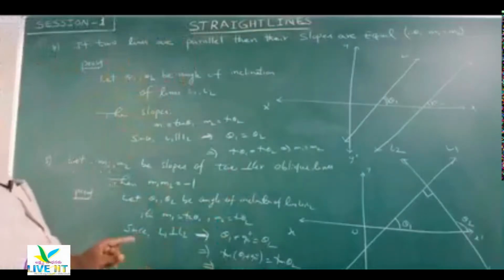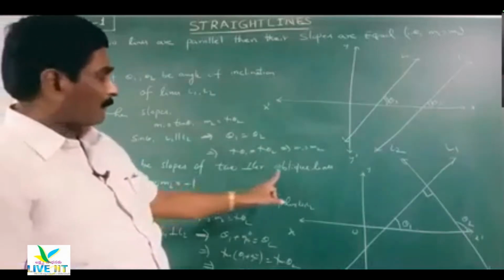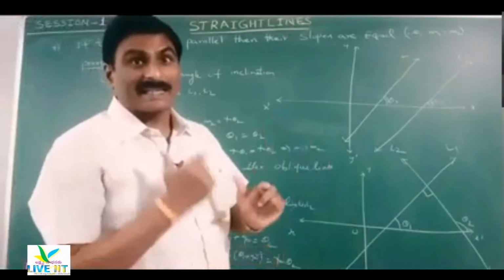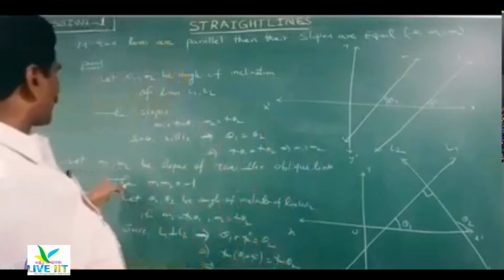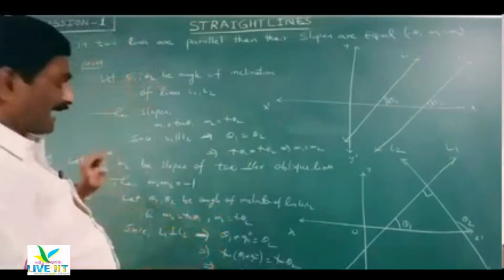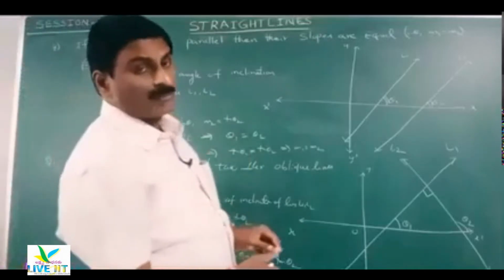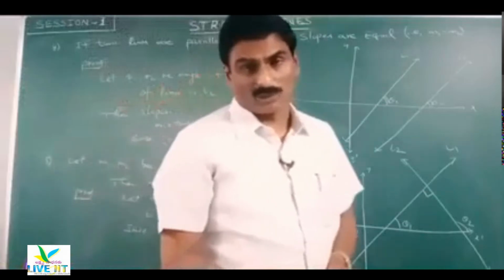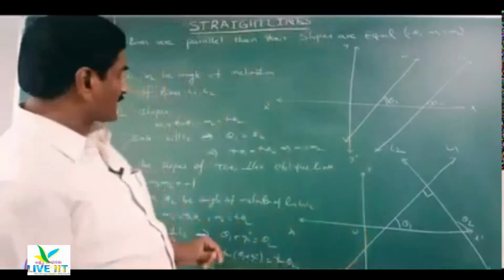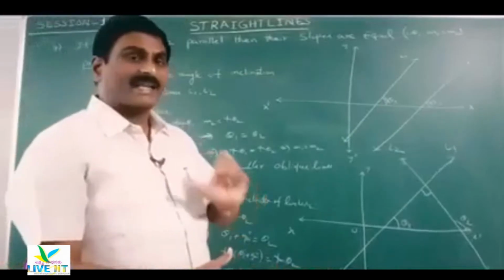Next, fifth one. Let m1, m2 be the slopes of two perpendicular oblique lines. That means inclined lines. Then the product of the slopes m1, m2 is equal to -1. Then m1 m2 is equal to -1. Very, very important. In this case, the two lines are perpendicular.